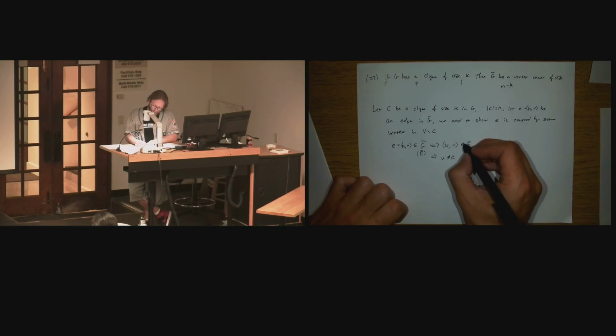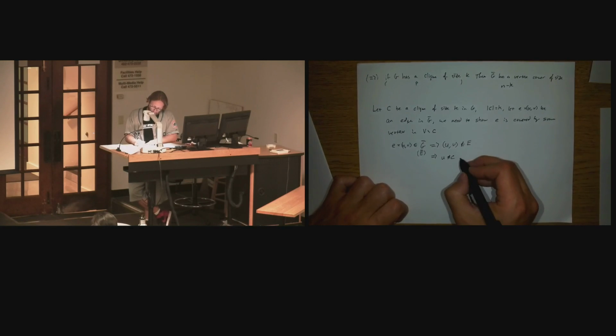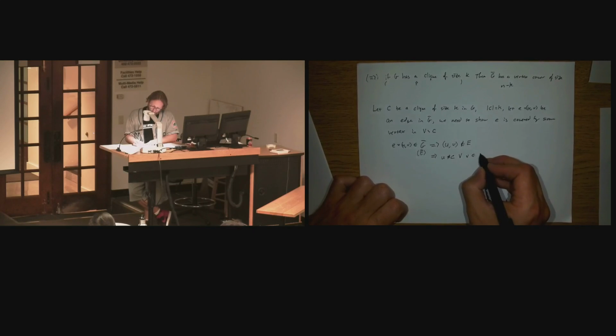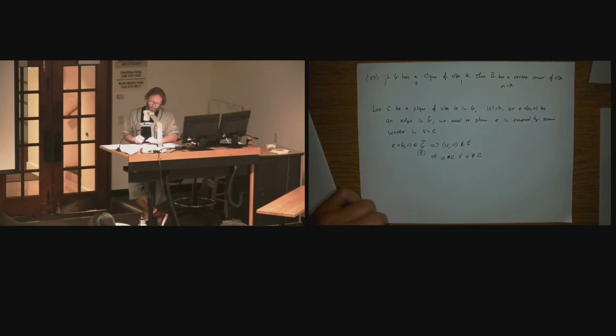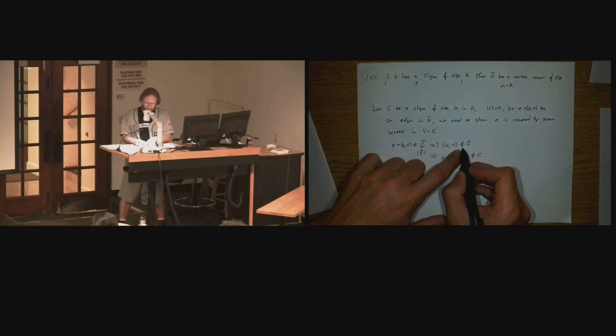Oh, sorry. What did I mean? Okay, there we go. U or V is not in the clique. I just confused myself because I forgot to cross this out.